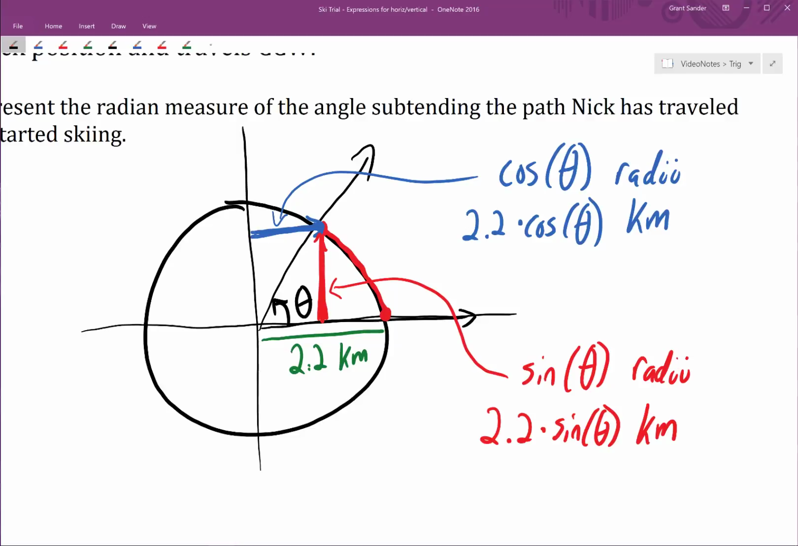As Nick skis around that circular ski trail, both of these expressions here are going to vary in value, but regardless of their value, 2.2 times cosine of theta is always going to give Nick's distance to the right of the center of the circle in kilometers, and then 2.2 times sine of theta is always going to give Nick's distance above the center of the circular ski trail in kilometers.